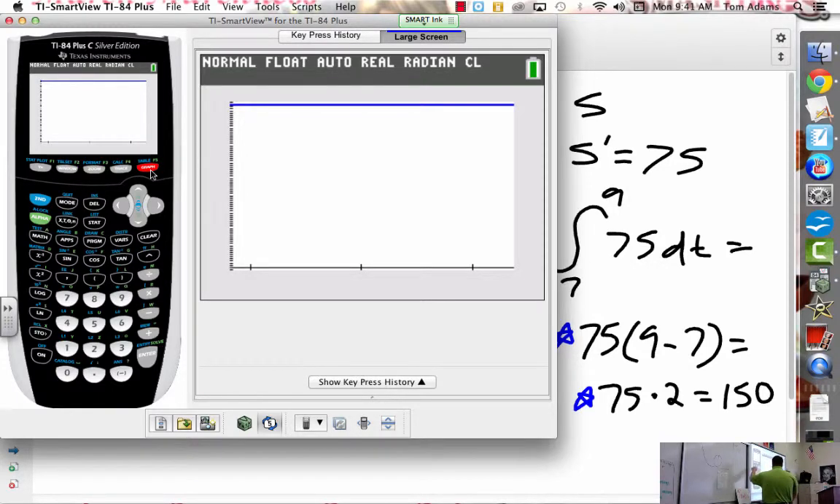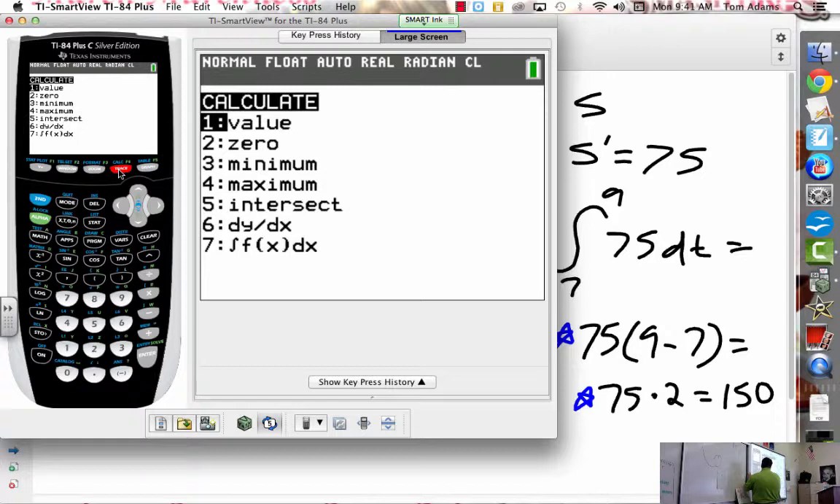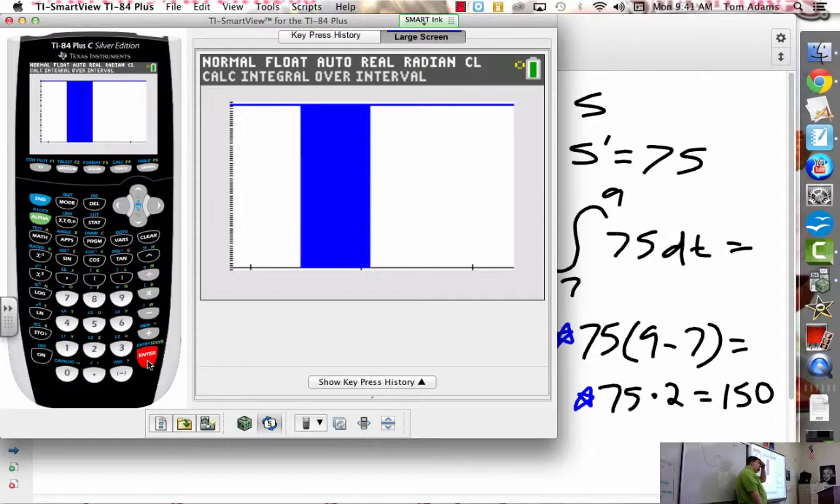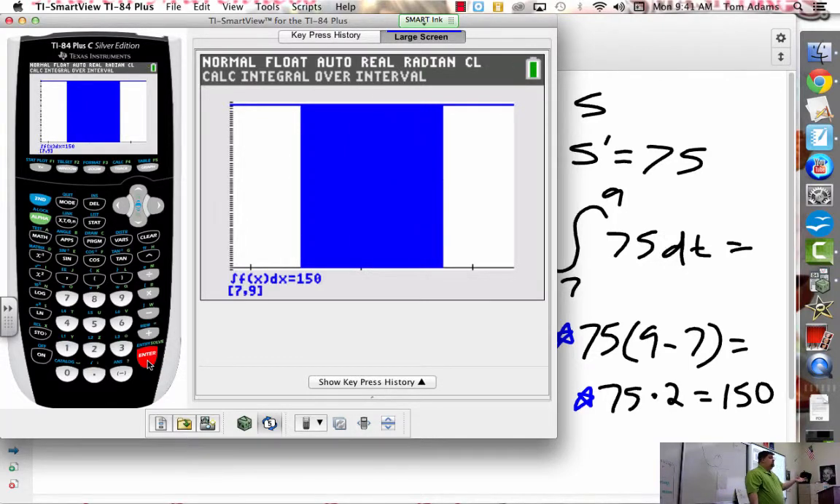So now I could calculate this by hitting second trace and see my little integral symbol there. If I choose option number 7, my lower limit is 7. My upper limit is 9. And then my calculator will calculate the area under the curve, which basically is 2 rectangles. That's 75 times 1 plus 75 times 1. Does that make sense? Can you please show how you put that in again?